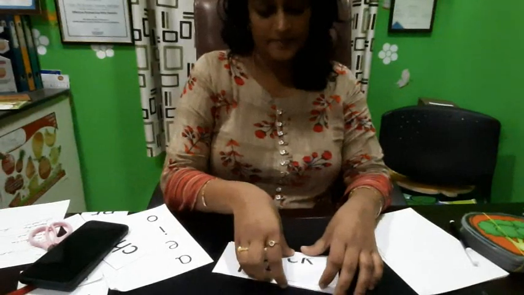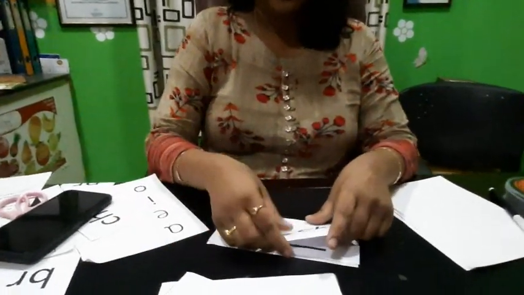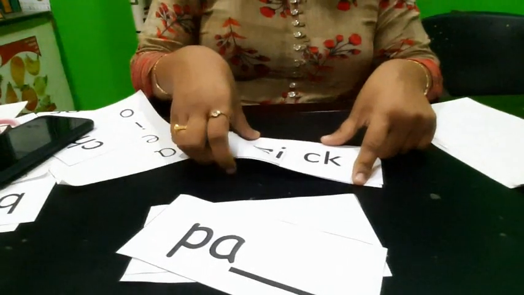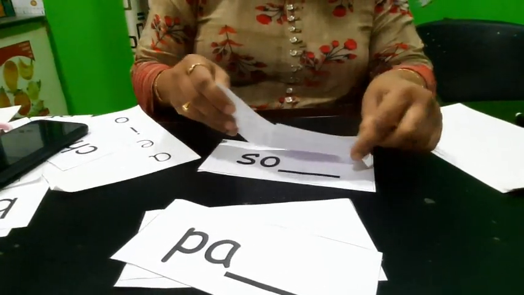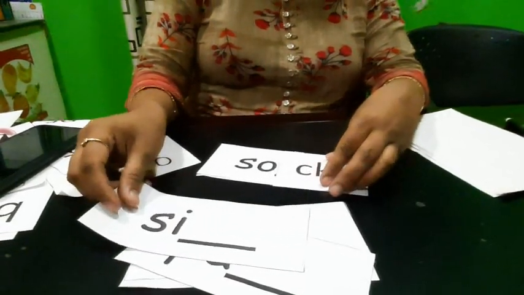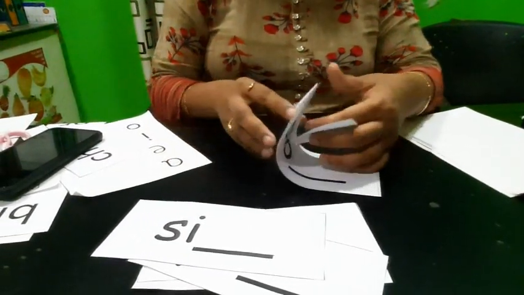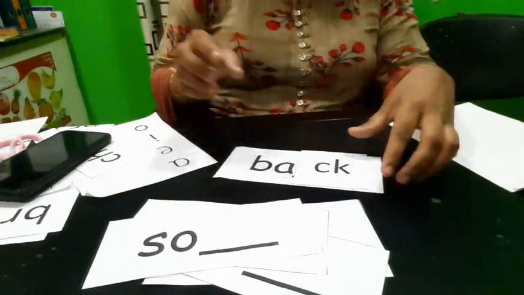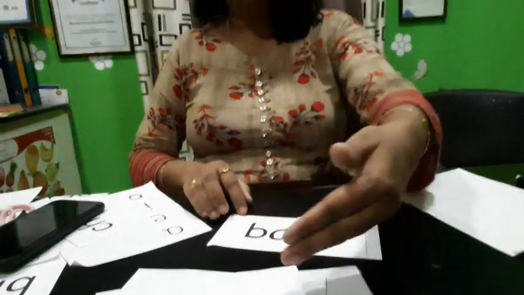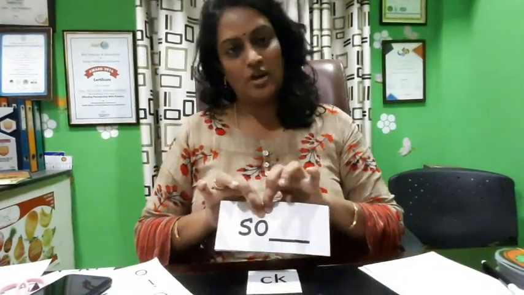So this becomes pack. Sick. Sock. Back. So when you give so many examples, the child actually knows whenever there's CK at the end, they just have to pronounce it as K. I'm not going into whether this makes the short vowel sound or the long vowel sound at present. I have just introduced the K sound. Okay.